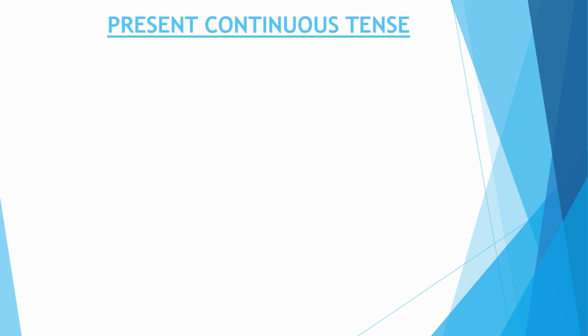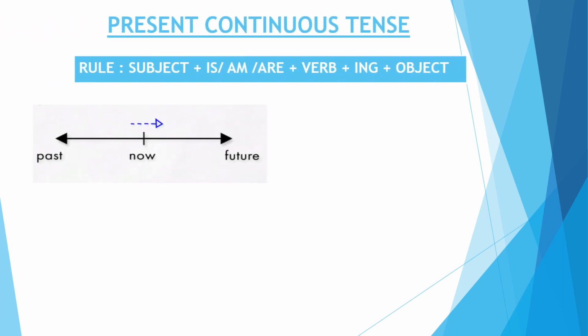Present continuous tense. Present continuous tense indicates an action that is taking place at the moment of speaking. So this is present. When we talk about anything that is going on now, we use present continuous tense for that. And what is the sentence structure for it? Subject, is/am/are, verb first form plus ing, and then comes the object.